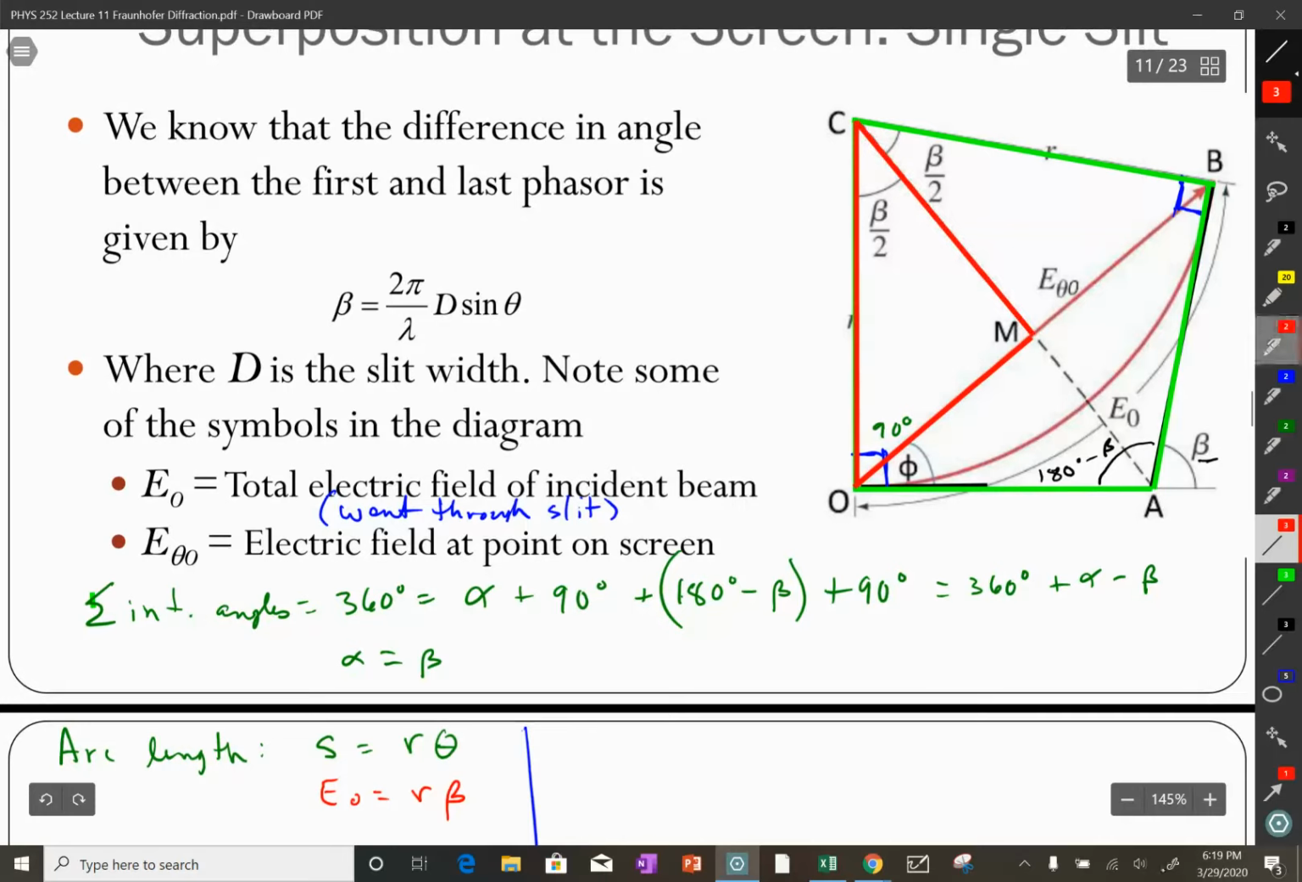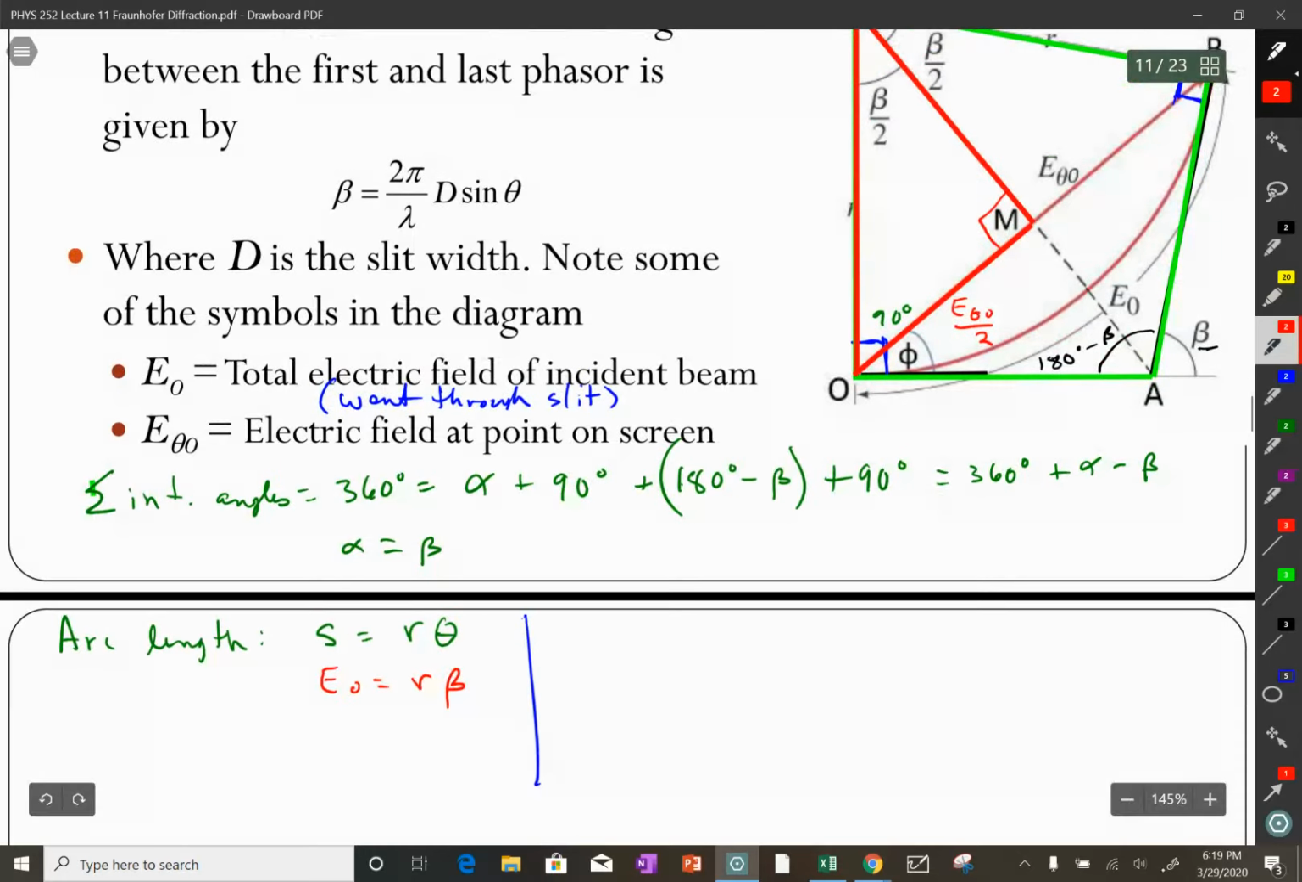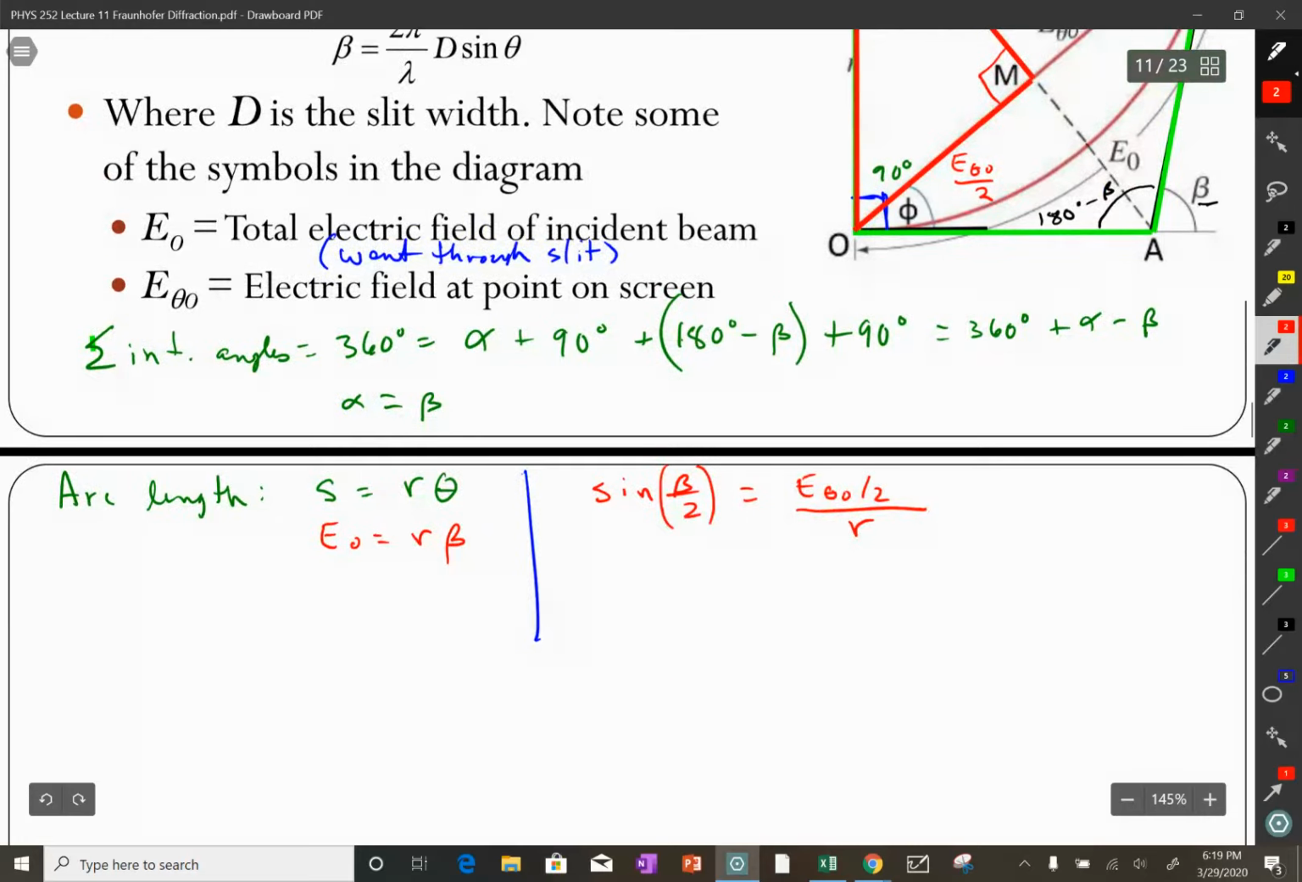With this red triangle, once again, we have a right angle here, and this side is Eθ0 over 2, and the hypotenuse is R. So using trig, sine of beta over 2 is equal to the opposite side, Eθ0 over 2, divided by the hypotenuse, R. Or solving that for Eθ0, it is equal to 2R sine of beta over 2.